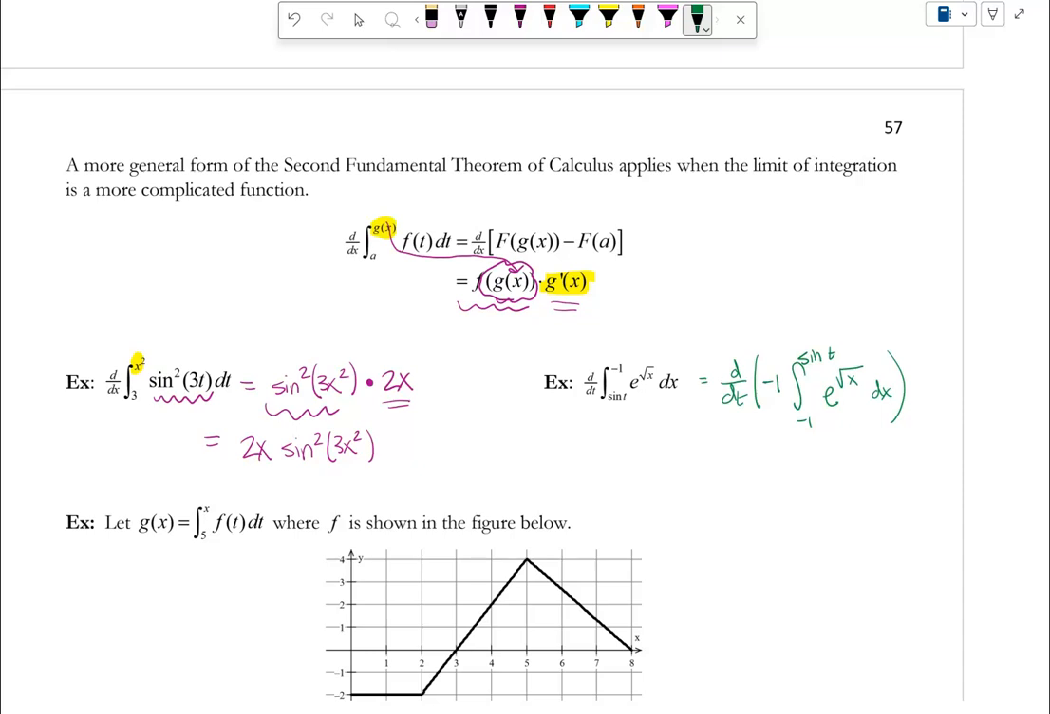It's a constant multiple. So I should get a -1 times e to the square root of the sine of t, because again, I'm replacing this dummy variable x with my variable expression in this limit, which is a whole function of t. But then the chain rule tells me I have to multiply by the derivative of the sine of t. So I have to multiply this by the cosine of t. So I get negative cosine of t times e to the square root of the sine of t.